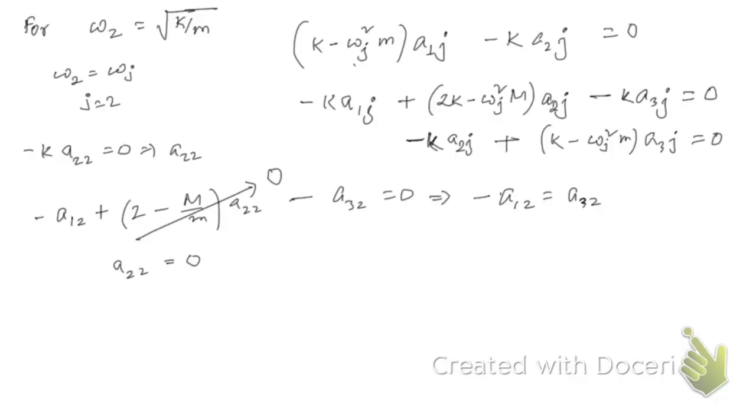Okay, so now we can write a12 is equal to minus a32. Let me take this as beta. So if a12 is beta, we can say that a32 is equal to minus beta, and a22 is equal to 0 we have already got. So these are the values we have, right?